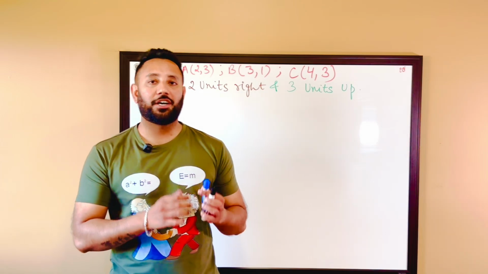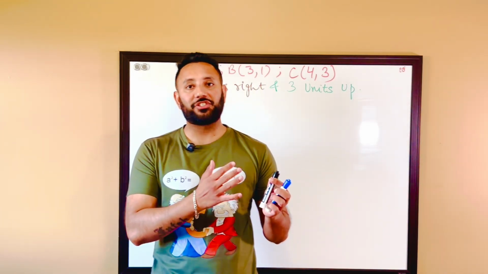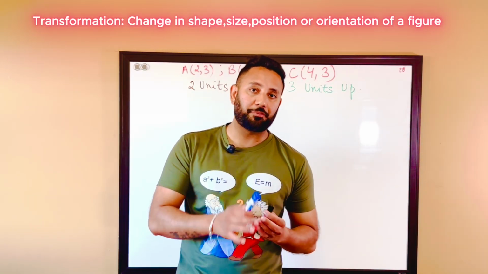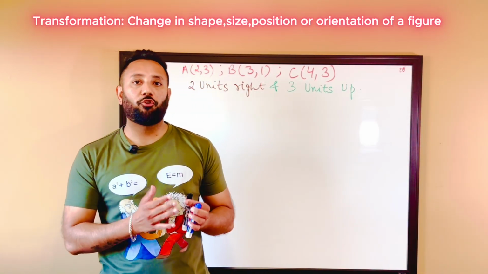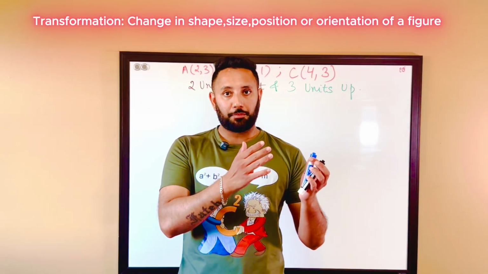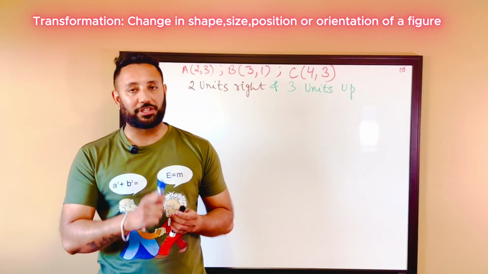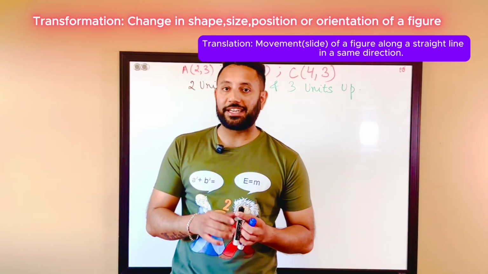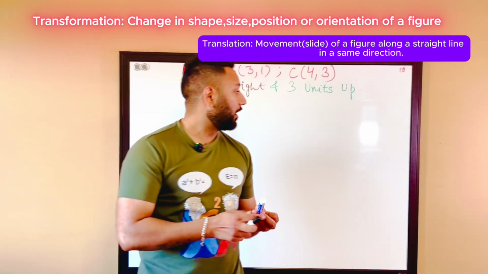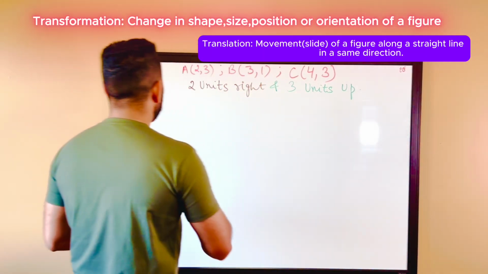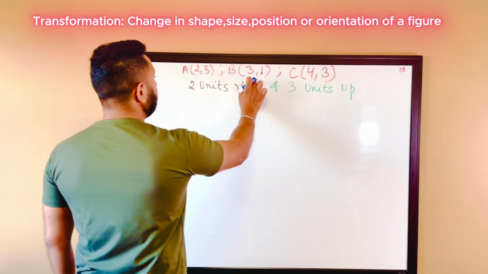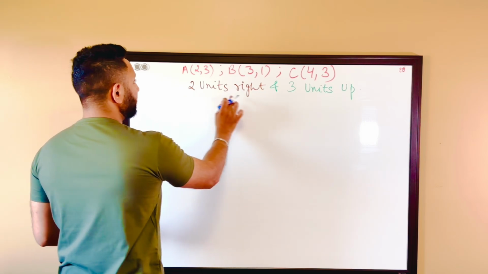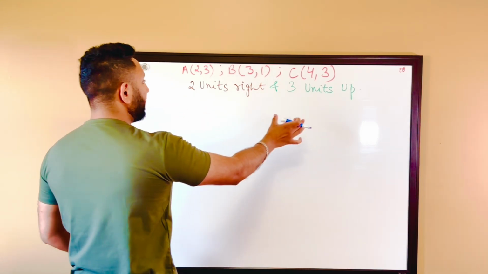So our next topic is transformation. Fundamentally, transformation in mathematics is the change in size, position or orientation of an object or figure. Basically, there are 4 different types of transformations, but today we're going to do only one type, that is translation. Translation is the movement of a figure along a straight line in the same direction. So let's take this example. If we are given points A, B and C, and we need to apply this translation: 2 units to the right and 3 units up.